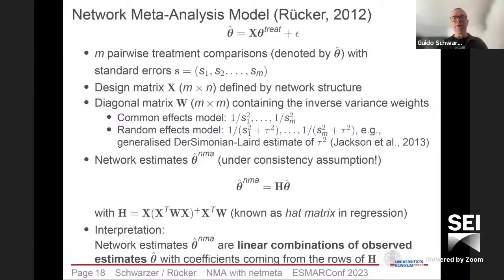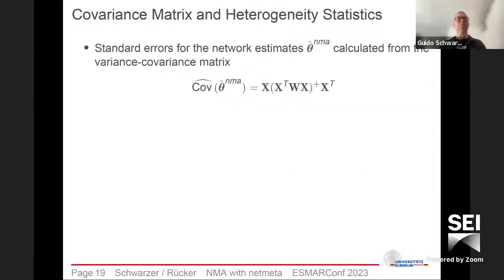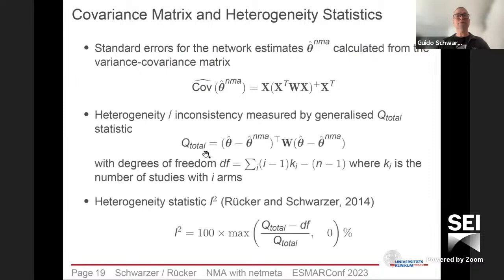Now we have the network estimates. We also then need some information on the standard errors in order to calculate confidence intervals, prediction intervals, and so on. And for that, we can calculate the covariance matrix, again based on the design matrix and the weight matrix. And also we get a generalized Q statistic defined in this way, and also a heterogeneity statistic I squared in our network model.